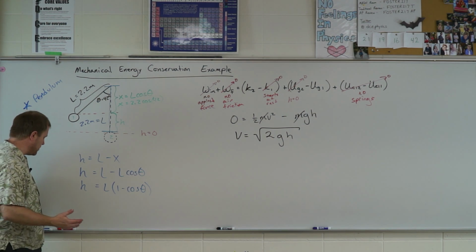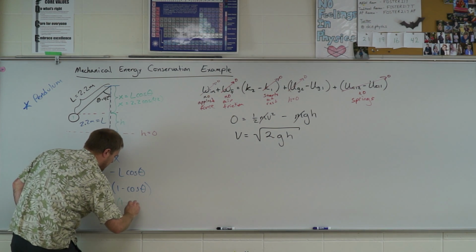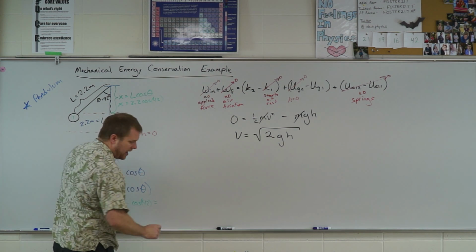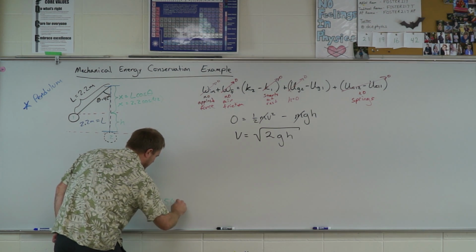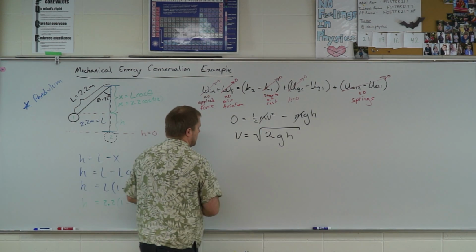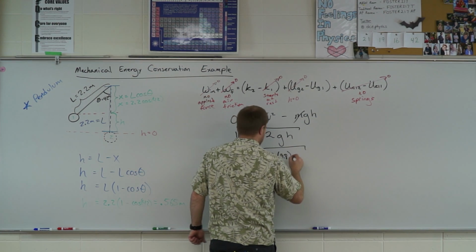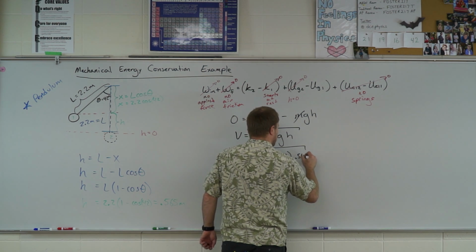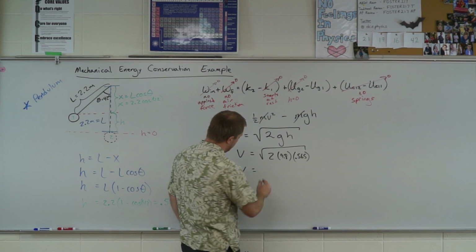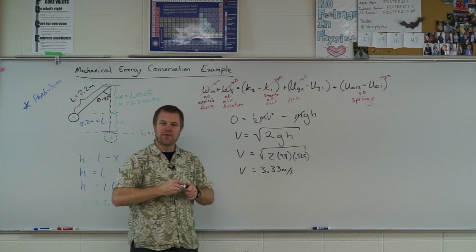If we plug in our numbers here, we're going to have a height equal to 2.2 times 1 minus the cosine of 42 degrees. When we plug that in, we get a value of 0.565 meters. We now know our height. We can plug it in over here and find our speed. 2 times 9.8 times my height, which was 0.565, and you should get a speed down there at the bottom of 3.33 meters per second. A good speed for some fun on the swings.